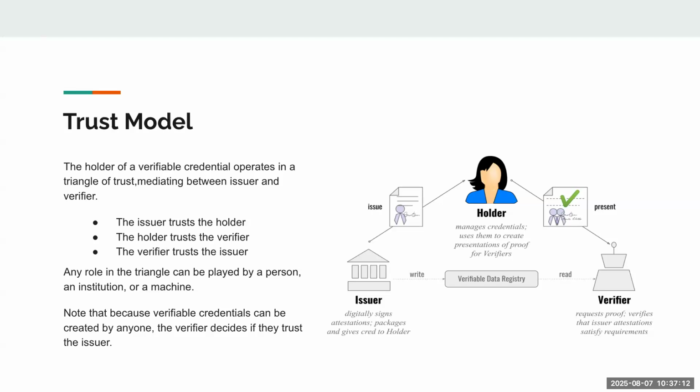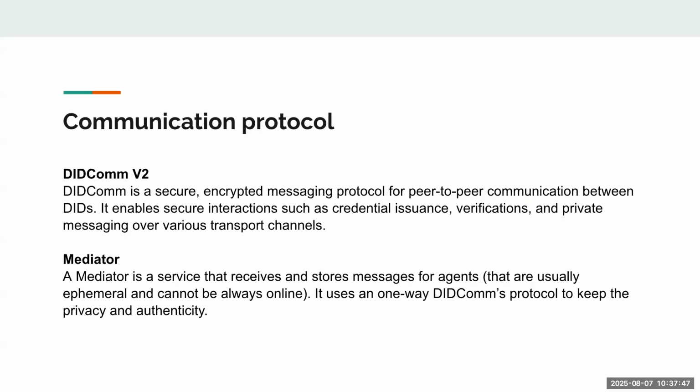We also have a mid actor in here that is a verifiable data registry, right? A verifiable data registry is just a place where data can be public, downloaded and verifiable. So whoever gets the data from the VDR, as we call it for short, can verify that the data was actually created by the issuer. Okay, that is a very important part.